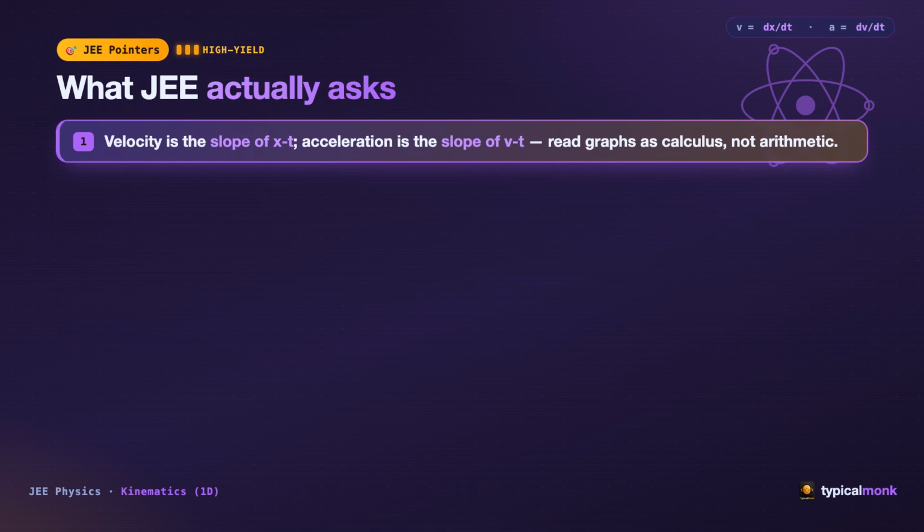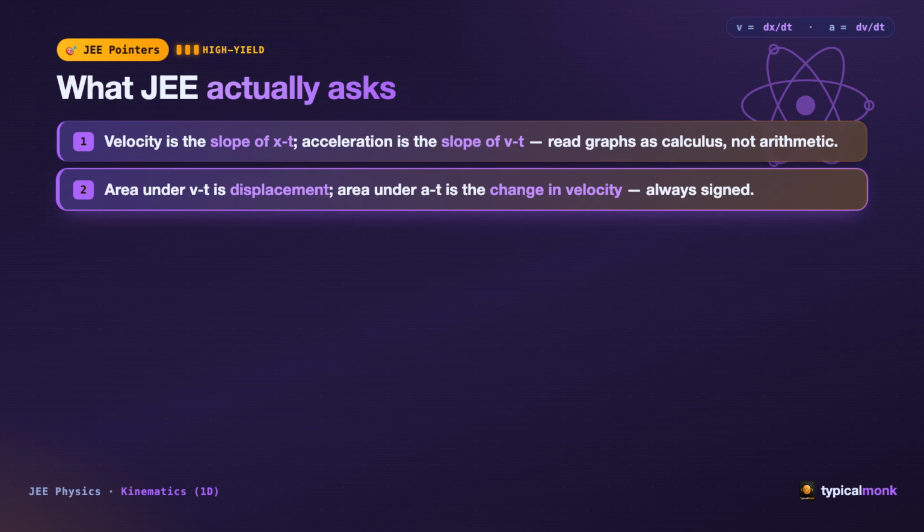Now sit up straight. 5 lines that decide JEE numericals on this topic every single year. 1. Velocity is the slope of the x-t graph. Acceleration is the slope of the v-t graph. Read the picture as calculus, not as arithmetic. 2. The area under a v-t graph is displacement. The area under an a-t graph is the change in velocity. Always signed, never automatically positive.